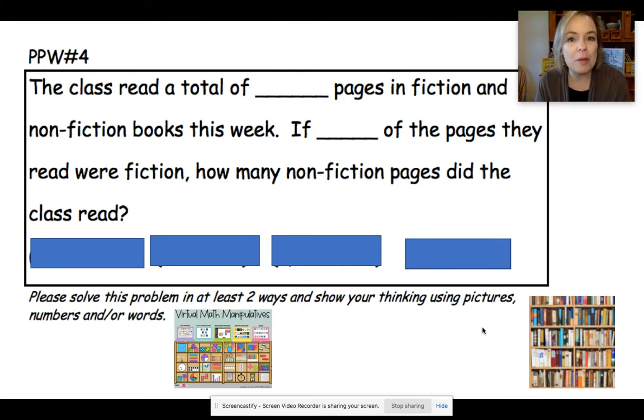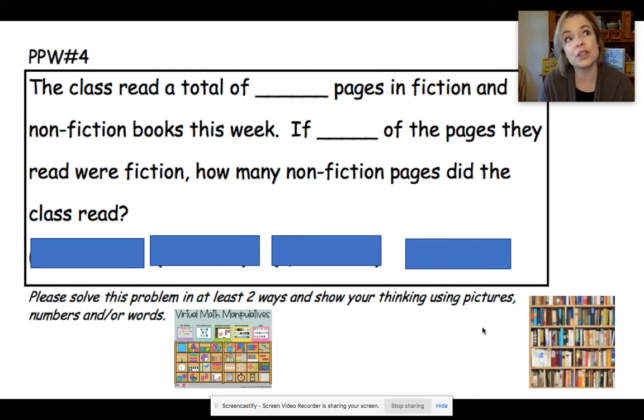Today, you're going to do a problem about reading because everything you do at school is connected. Reading is connected to writing, both are connected to phonics. Making sense happens in all curricular areas: reading, math, writing, and science too. So today, we're going to think about how many pages a class has read in a fiction book and in nonfiction books. So let's just think about this.